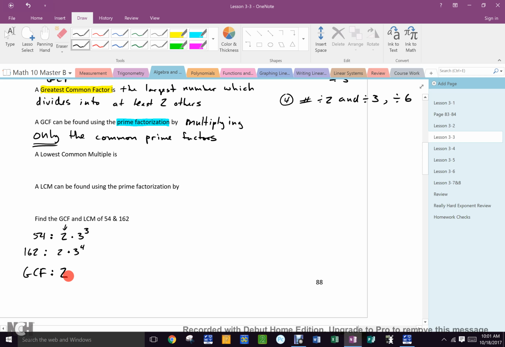Everyone agree? Okay. Is 3 in both of them? How many 3s? There are 3 3s in both numbers, yes? So 3 is common to both of these 3 times. So what is 2 times 3 cubed? We know it to be 54. Now, is 54 a factor of 54? Yes, because 54 times 1 is 54. Is 54 a factor of 162? Yes. 54 times 3 is 162.